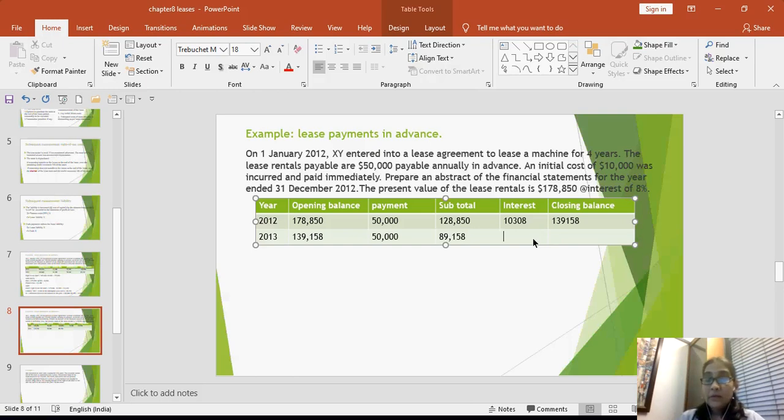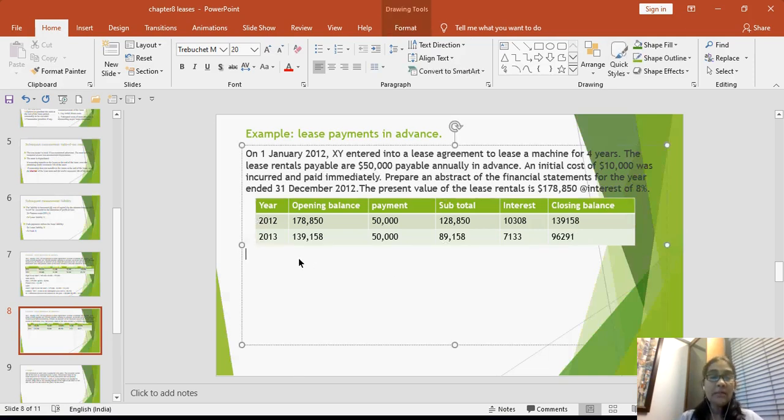Right? You will add interest, which is 7,133. And you will have a closing balance of 96,291. Okay. Now here there's going to be a slight difference.